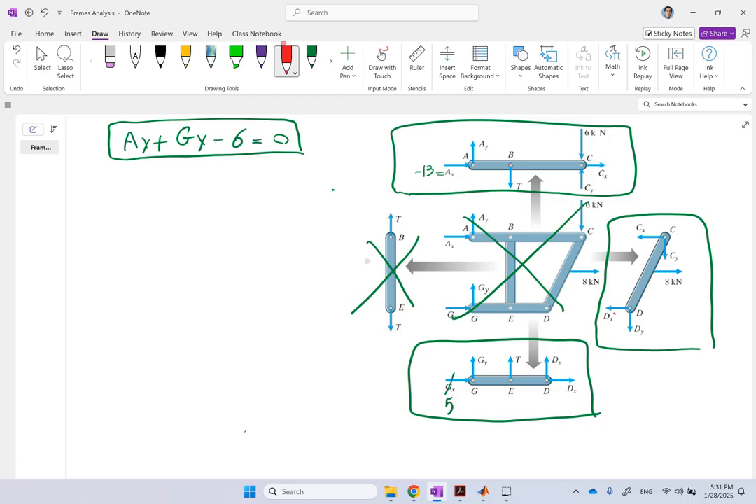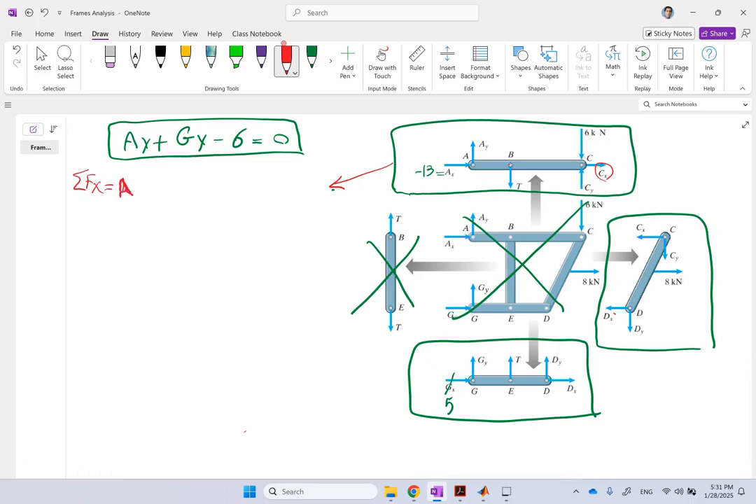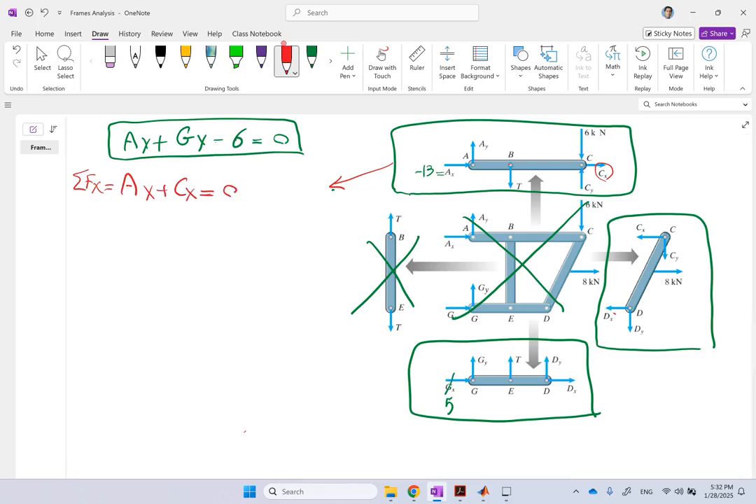Well, if I come here, remember, the x equation in this one could directly give me cx because there is only ax and cx, no y. So in this one, I'm going to use some fx, which is ax plus cx equals 0, but ax is already negative 13, so cx is going to be positive 13.